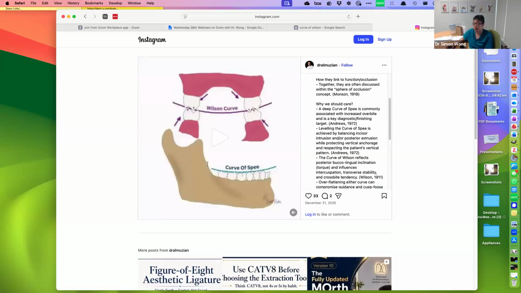How does it develop? As I said, it's where the tongue rests, whether it rests between the teeth, partly on top of the teeth, fully on top of the teeth, and it depends on the amount of freeway space, and it also depends on the lip competency.